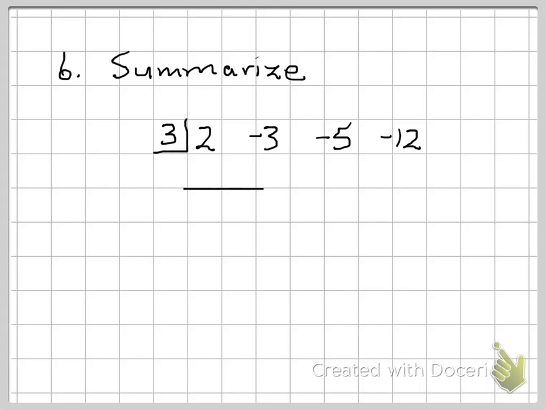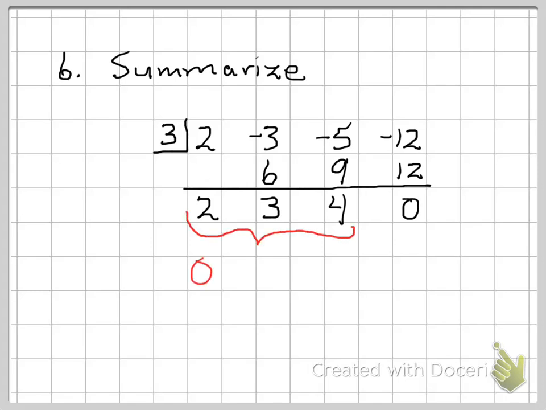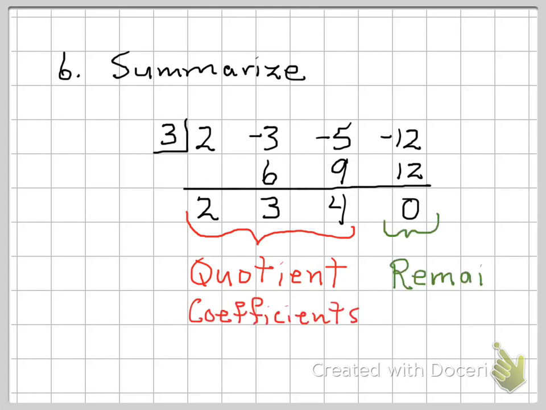Okay, so we've written our coefficients. We draw our line. Now remember, we're going to drop our 2. We're going to take that 2, multiply by 3 is 6. Negative 3 plus 6 is 3. 3 times 3 is 9. Negative 5 plus 9 is 4. 3 times 4 is 12. And negative 12 plus 12 is 0. Now, the first 3 are our quotient coefficients, and the last one is our remainder.